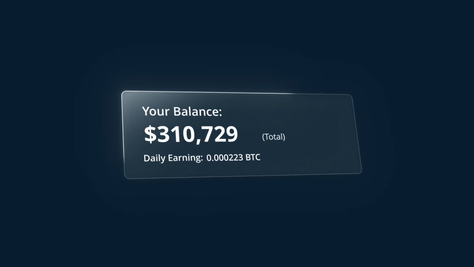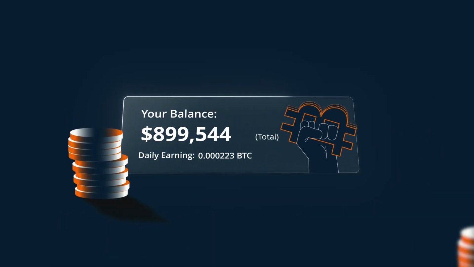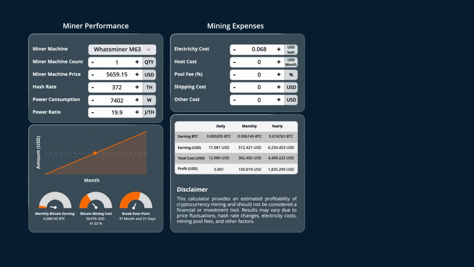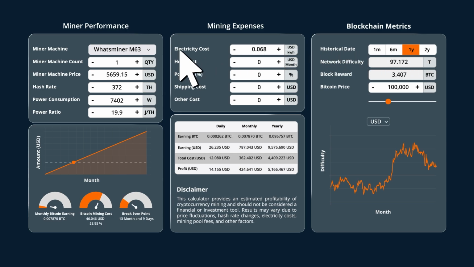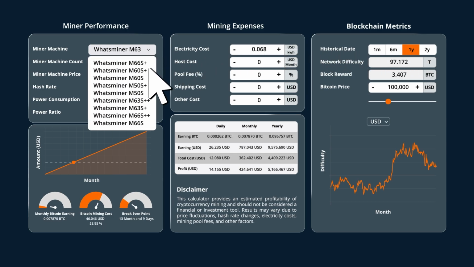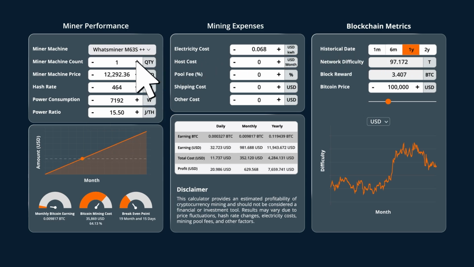Want to know how much money you can make by mining Bitcoin? Not just guesses, we're talking real numbers based on your machine, electricity cost, and even the network's difficulty. In this video, we'll show you how to use the Phoenix Bitcoin mining calculator to find out exactly how profitable mining can be, step by step, whether you're a beginner or a pro.